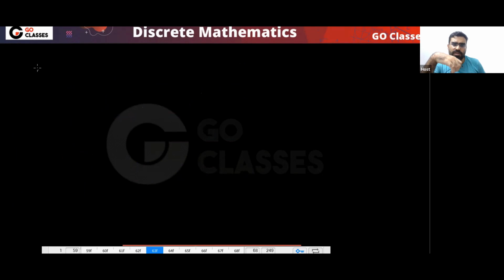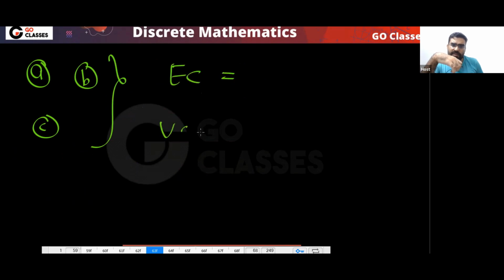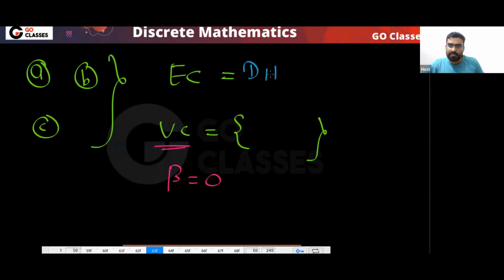Actually, this edge cover does not exist. For example, if you have A, B, C, now tell me, for this graph, the edge cover and vertex cover. Vertex cover means how many security guards you need to cover all the edges. No security guard needed. So beta will be 0. But edge cover does not exist, because edge cover means edges which will cover all the vertices.